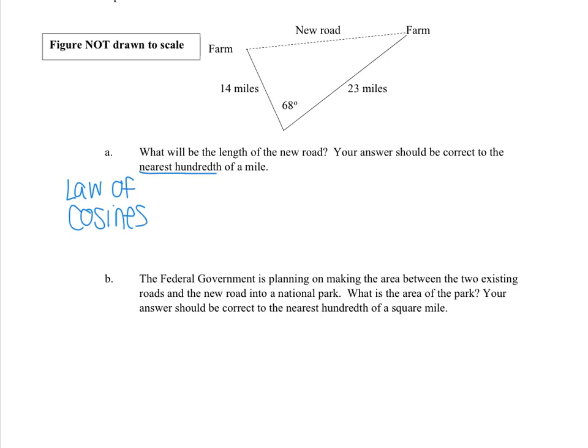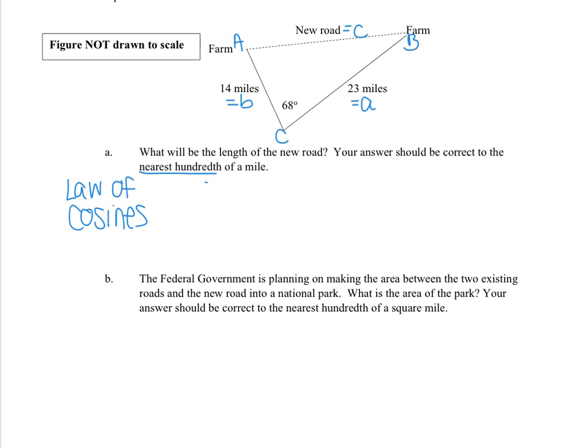And I'm going to assign my triangle as A, B, and C, meaning that across from angle A is going to be a lowercase a, across from B is going to be a lowercase b, and across from C is the lowercase c. So I am looking for the new road, I'm looking for C.